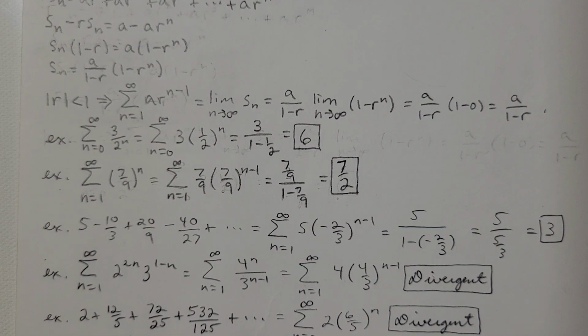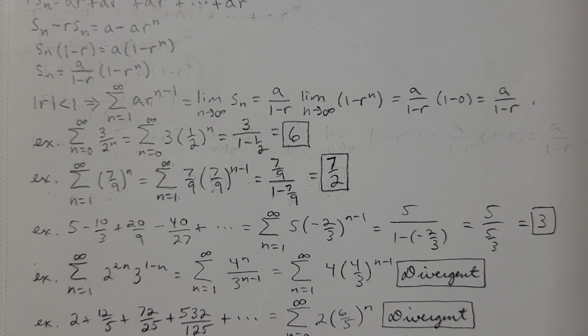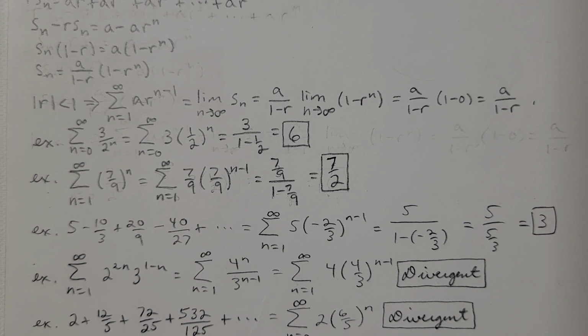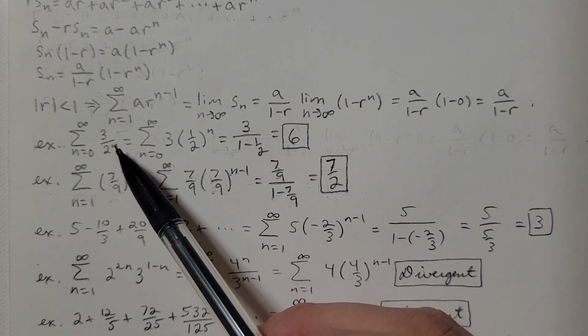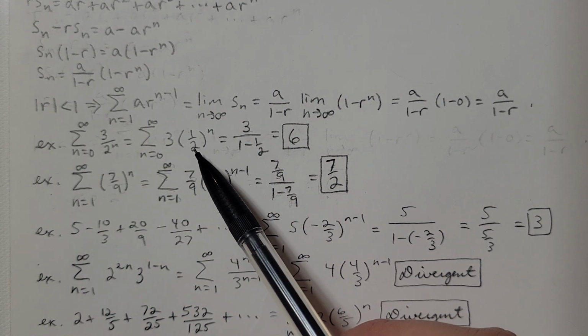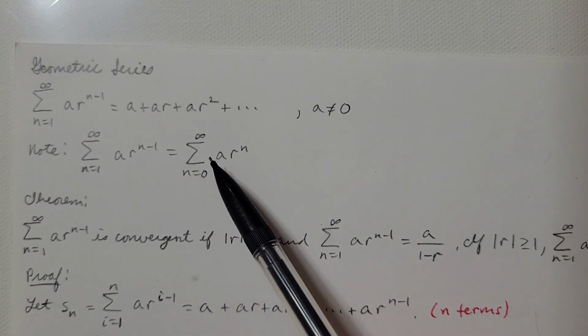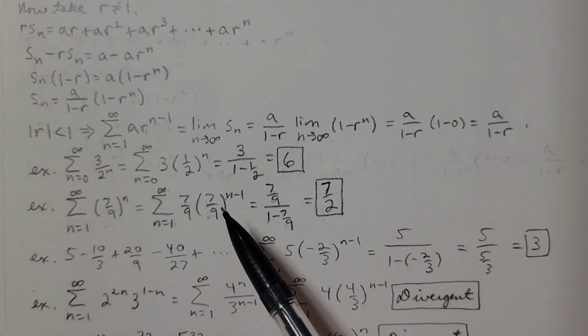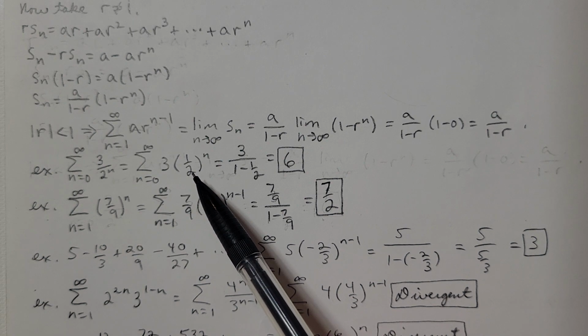Okay, so let's take a look at some examples of this. In this first example, suppose that I have the summation as n equals 0 to infinity of 3 divided by 2 to the n power. Okay, so if I factor out a 3, then I'm looking at 1/2 to the n. That'd be the r value. Now I'm starting at 0, so I need to make sure I'm in the form a times r to the n, which, yes, I'm in that form. A is 3. R is 1/2.